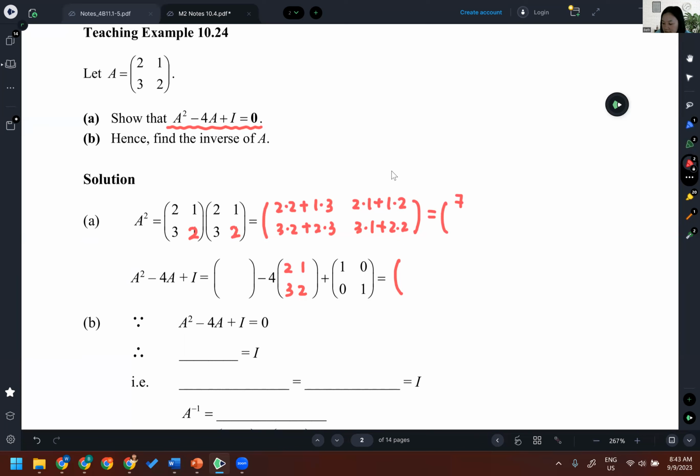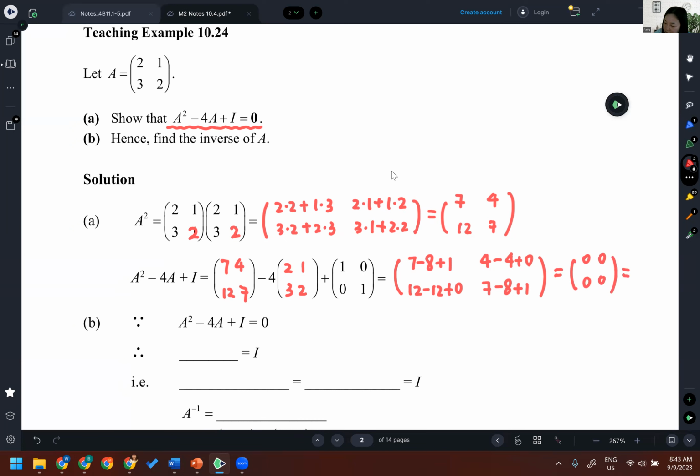Sorry. 7, 12, 4, 7. 7, 4, 12, 7. So 7 minus 8 plus 1, 12 minus 12 plus 0. This is 4 minus 4 plus 0. And this one is 7 minus 8 plus 1. And it is equal to 0, 0, 0, 0. In this case, a dark 0.